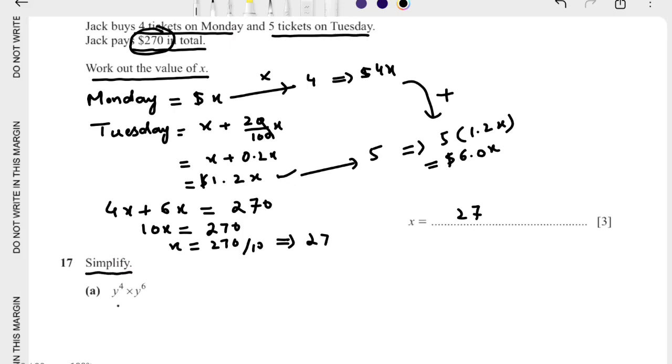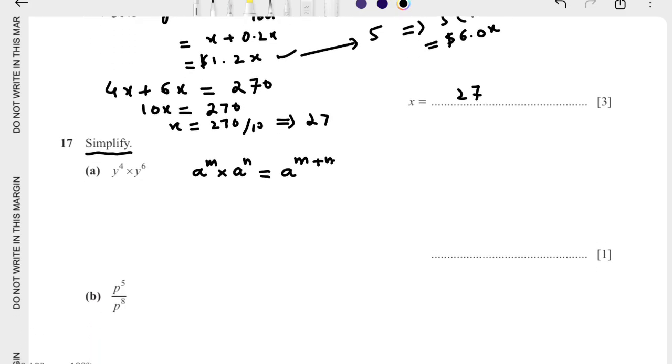Simplify y to the power 4 into y to the power 6. So this is a very simple question. We are going to apply the laws of indices. We know that when bases are the same, their powers are added. When there is a multiplication sign, it would be a raised to power m plus n. Now the final answer would be y to the power 4 plus 6. It will be y raised to power 10.